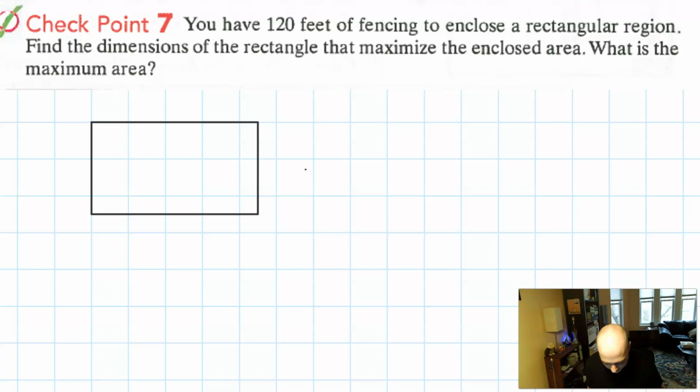The best thing you can do on a problem like this is just try something. So I'm going to say that x is the vertical side length, and we'll put that on here, x, and y is the horizontal side length.